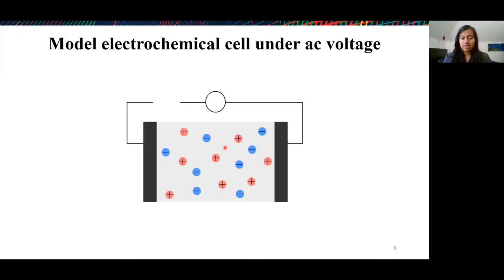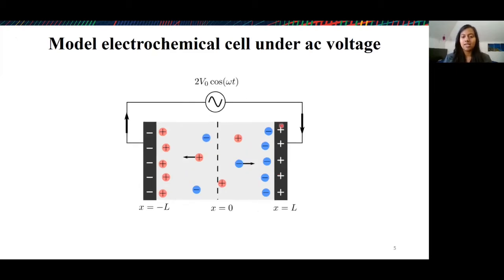So the way I study the system is by using a model electrochemical cell that has parallel electrodes and an electrolyte in between. The electrolyte has positive and negative ions. And when there's no applied voltage, the ions are uniformly distributed. Now, once you apply a voltage, the electrodes get charged, and the ions in the electrolyte move towards oppositely charged electrodes, and they form these diffuse layers of charge in front of each electrode.